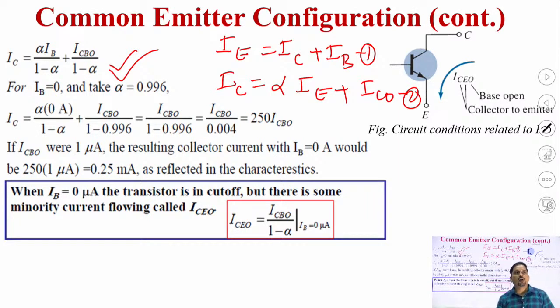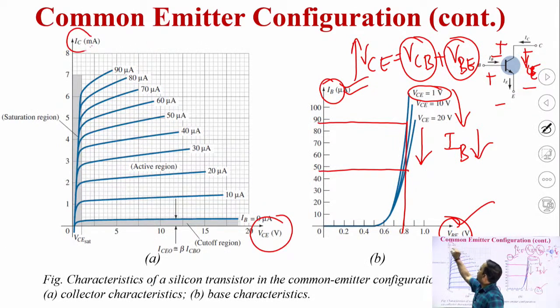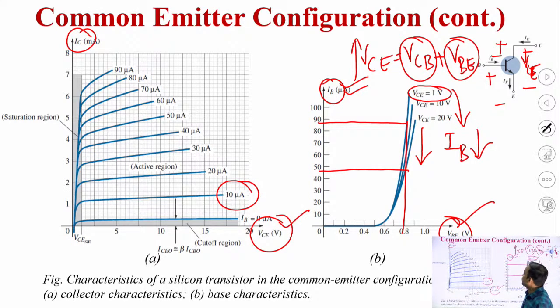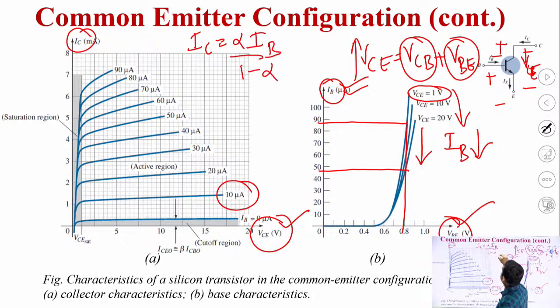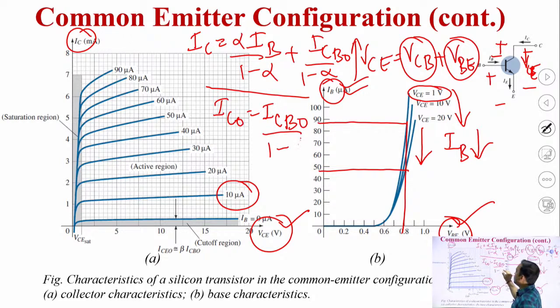Now if we want to plot the output characteristics, which is between IC and VCE for different values of base current, initially we assume that the base current is 0. IC equals alpha times IB divided by 1 minus alpha plus ICBO divided by 1 minus alpha. We can see this equation clearly. When the IB is 0, IC equals ICBO divided by 1 minus alpha.